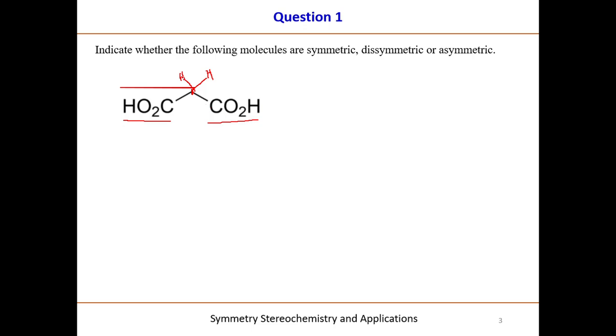Then we look for planes. If you see here, four bonds are there with this carbon, so it's a tetrahedral geometry. But you will see here we have a plane of symmetry, right? A plane of symmetry is present here, and a C2 axis also. That means the molecule is achiral. If any symmetry element is present, the molecule is achiral. So this molecule is achiral and symmetric.